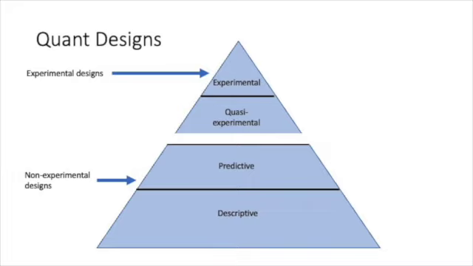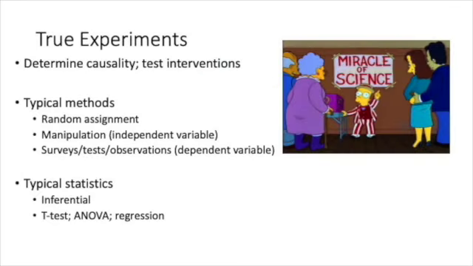So let's go ahead and tackle experimental designs. We'll start this section at the top with true experiments. As we just mentioned, the goal of true experiments is to determine causality. The most classic example of this in education is an intervention. We want to test whether an intervention that we've designed actually works. Does an intervention work, really a cause question, you might be asking? And the answer is yes.